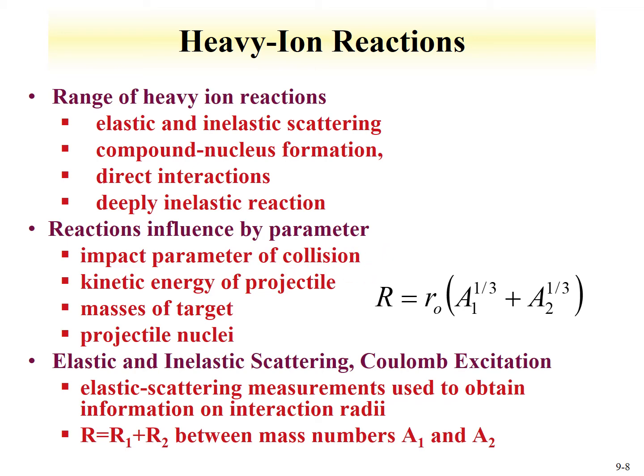It's a function of the radius. It's also influenced by the kinetic energy of the projectile, and the mass of the target and projectile nuclei. The masses of the target and projectile nuclei are going to influence the Coulomb barrier. So you can get information about probabilities or behaviors from scattering and Coulomb excitation based upon the radius information, which comes from the mass of the projectile and the mass of the target.